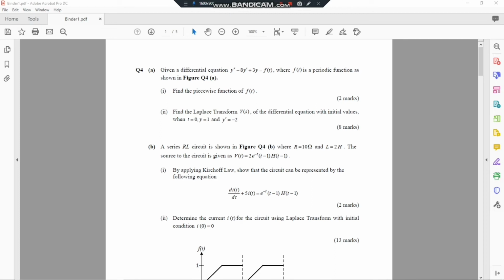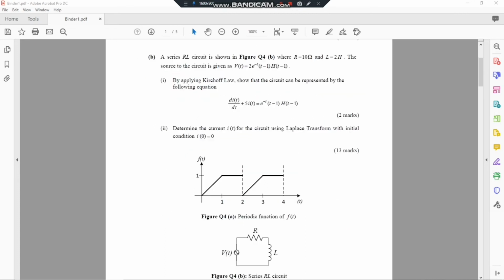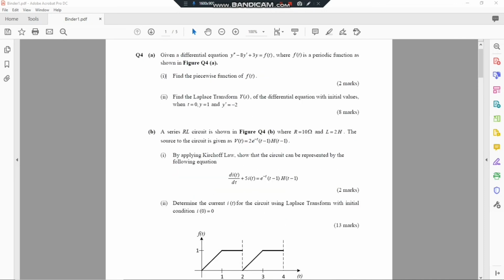For question A, given a differential equation y double prime minus 8y prime plus 3y equals f(t), where f(t) is a periodic function as shown in figure question 4a. For 4a1, find the piecewise function of f(t), and for the second, find the Laplace transform Y(s) of the differential equation with initial values when t equals 0, y equals 1 and y prime equals negative 2.